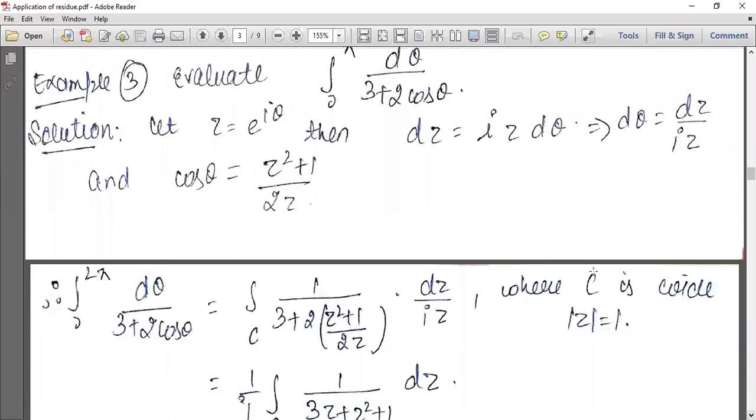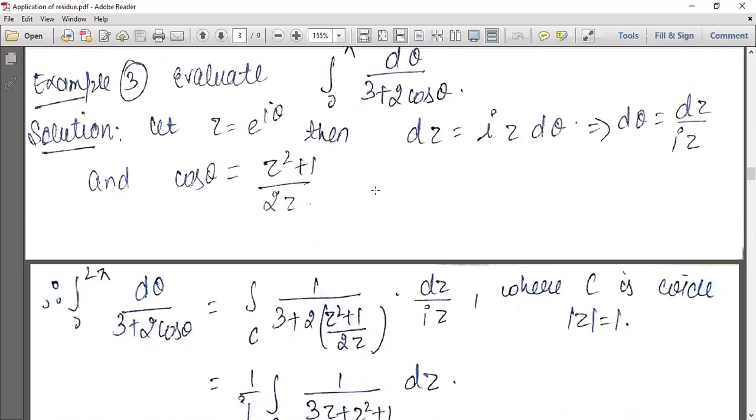Okay, so let's discuss one more question of the same type: evaluate integral 0 to pi d theta over 3 plus 2 cos theta. Again, I have cos theta and sine theta. Whenever you see a question with cos theta or sine theta and you have to evaluate it using Cauchy's theorem, just put z equal to e raised to the power i theta. Then my dz will be iz d theta, and d theta will be dz by iz, same as the above questions. And cos theta, as we have seen above, will become z square plus 1 divided by 2z.